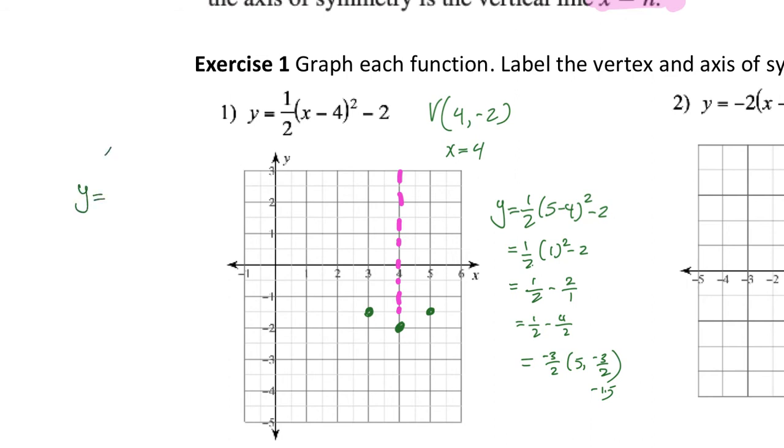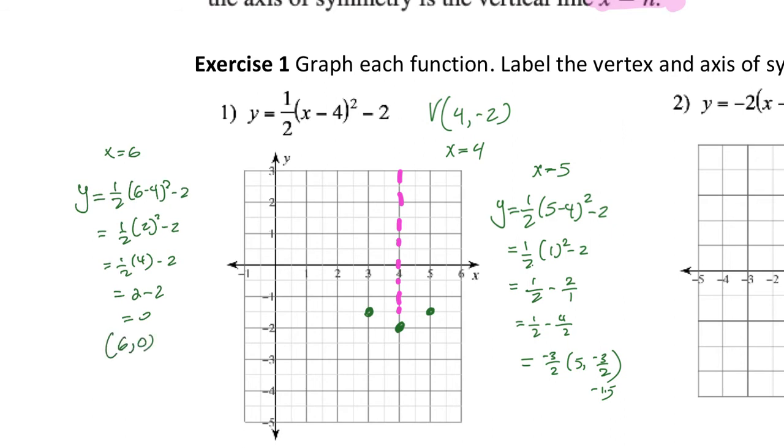So x equals 6. Here x equals 5. So y equals 1/2 times (6 minus 4) squared minus 2. So 6 minus 4 is 2, squared is 4. 1/2 times 4 is the same as 2, minus 2 is 0. So here I have the point (6, 0). So (6, 0) is this point right there.